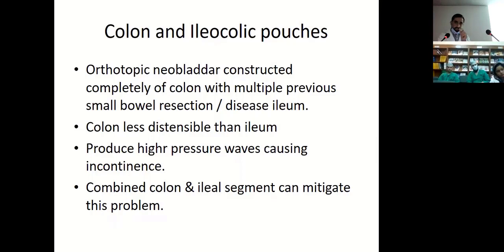Then colon and ileal pouches. The orthotopic neobladder constructed completely of colon is used with multiple previous small bowel resections or disease in the ileum. The colon, less distensible than ileum, produces high pressure waves causing incontinence. Hence, the combined colon and ileal segment can mitigate this problem.